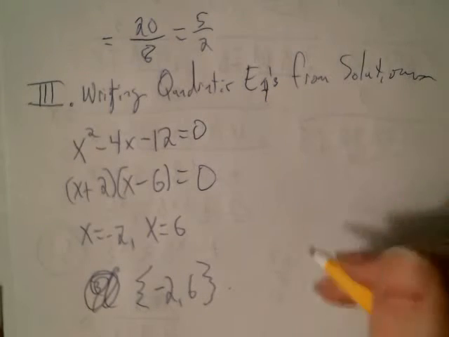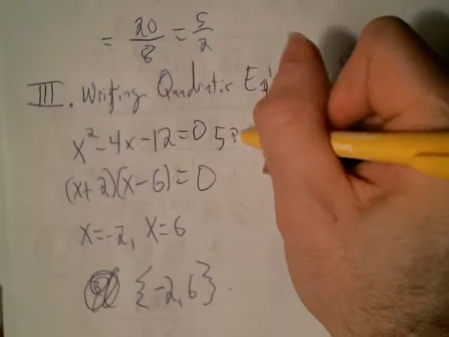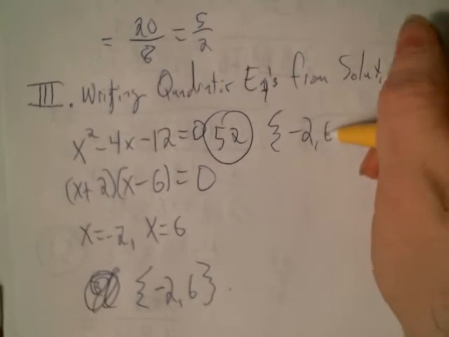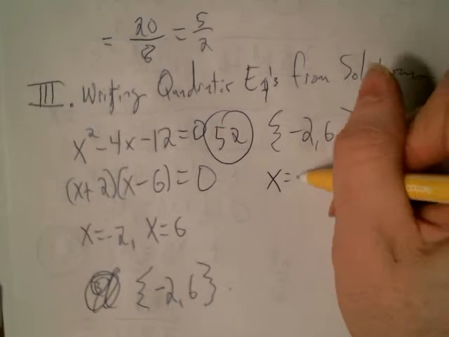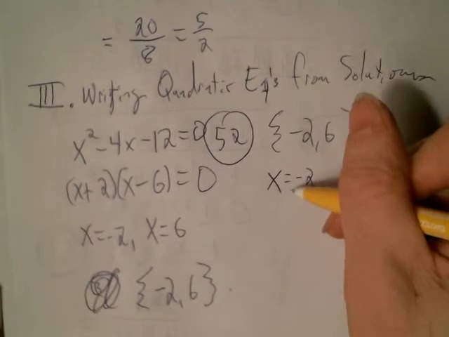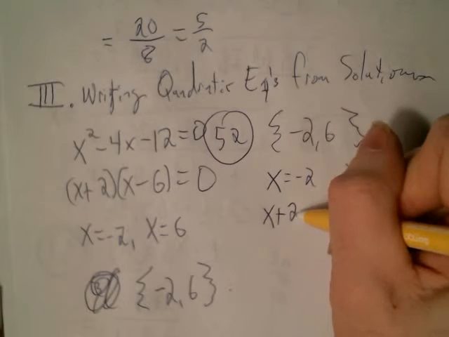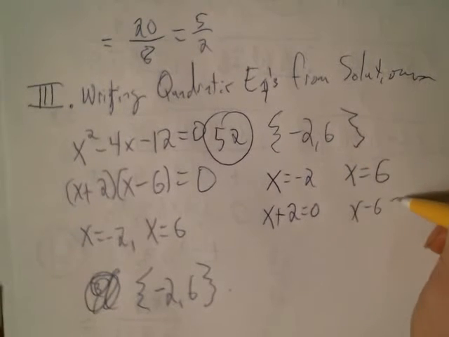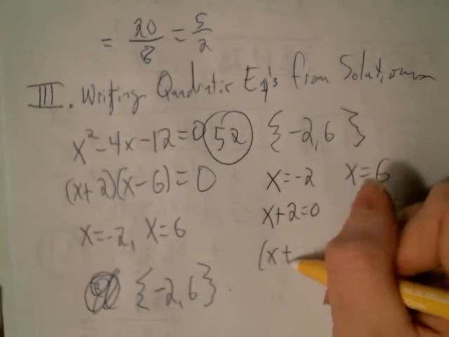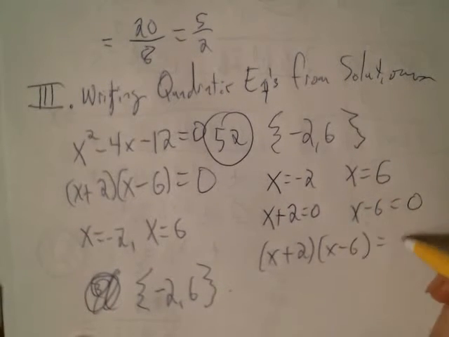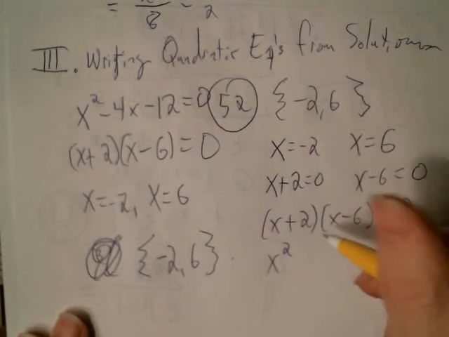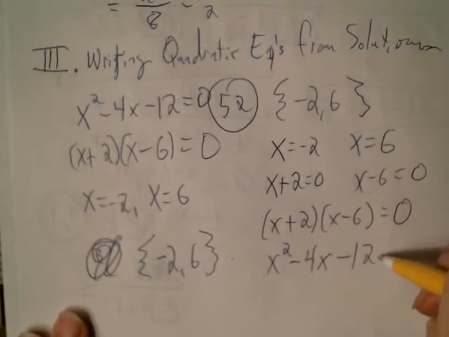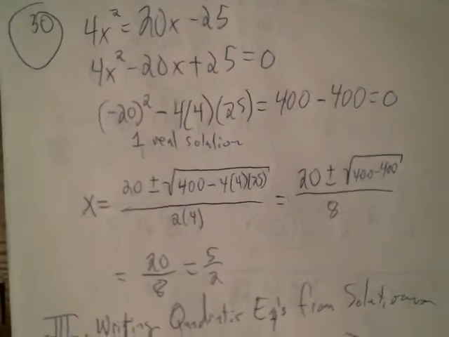In problem 52 in the book, they just give you the answer, negative 2 comma 6, and then you have to work back. So it's x equals negative 2 or x equals 6. Then you could add 2 to both sides: x plus 2 is 0 or x minus 6 is 0. Then you can multiply these together: x plus 2 times x minus 6 is 0. Then FOIL it and you have the original: plus 2x minus 6x is minus 4x, and then minus 12, and that's what they want. Okay, so let's look at another one.